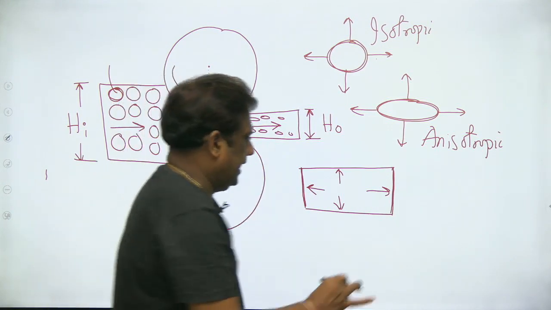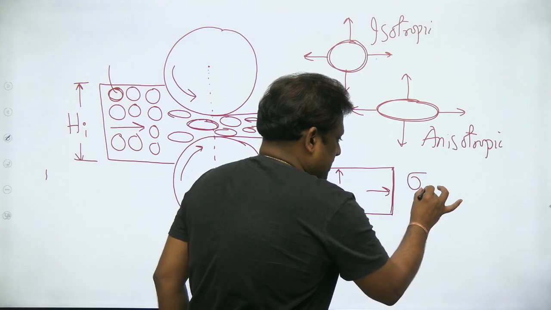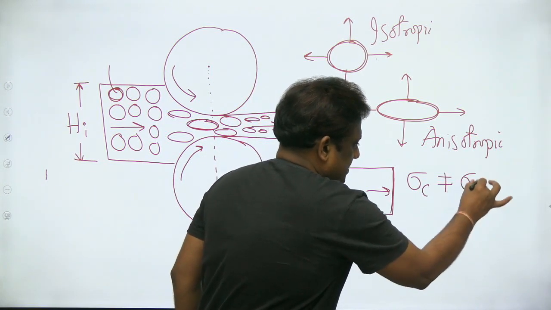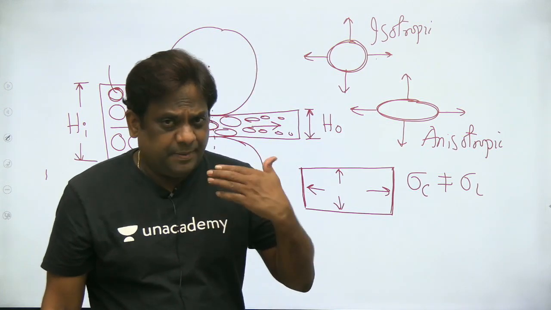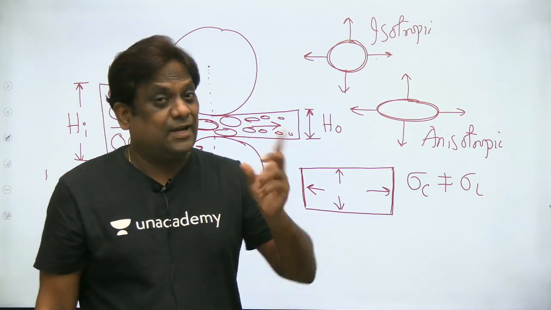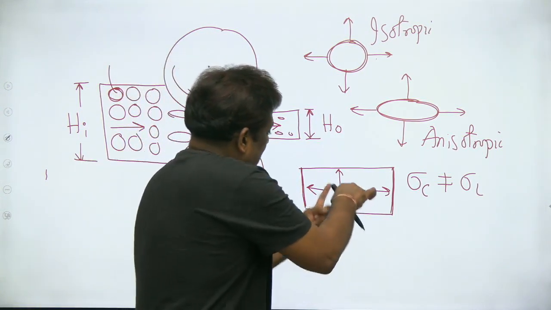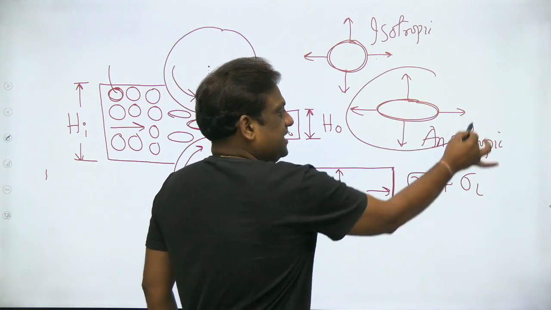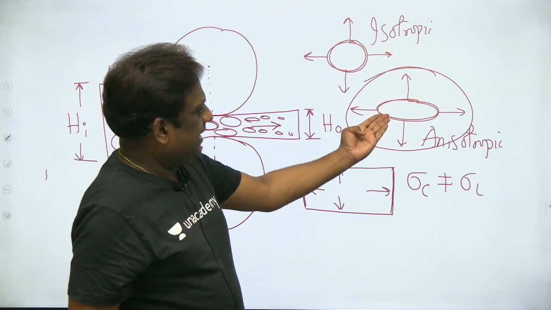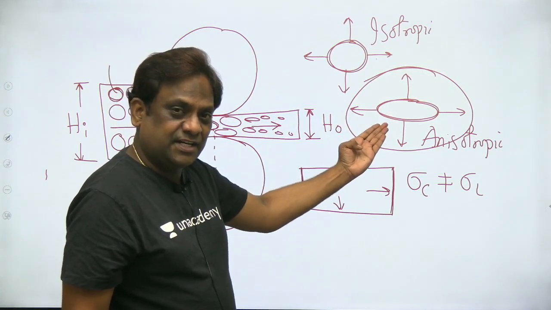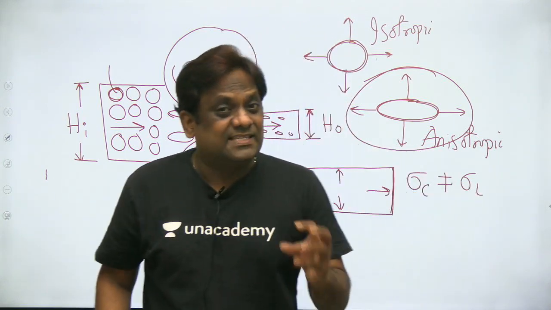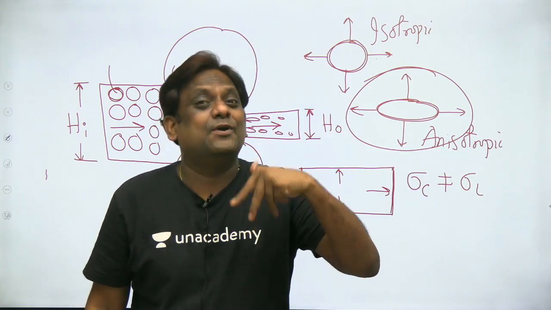Please note down that the circumferential hoop stress and the longitudinal stress are not the same. One is PD by 2T, one is PD by 4T. That means my stresses are different in different directions. So when stresses are different in different directions, I can achieve different properties in different directions by using this. So one of the beauties of metal forming is that anisotropy can be obtained.